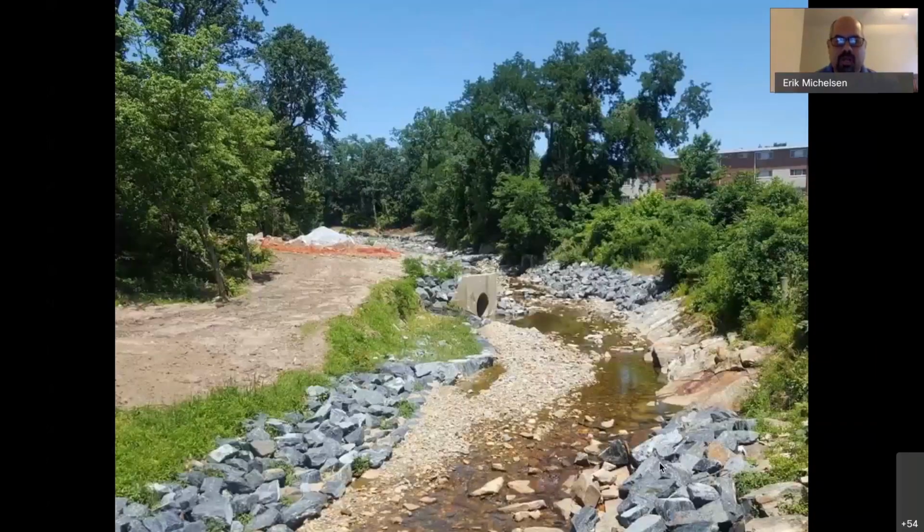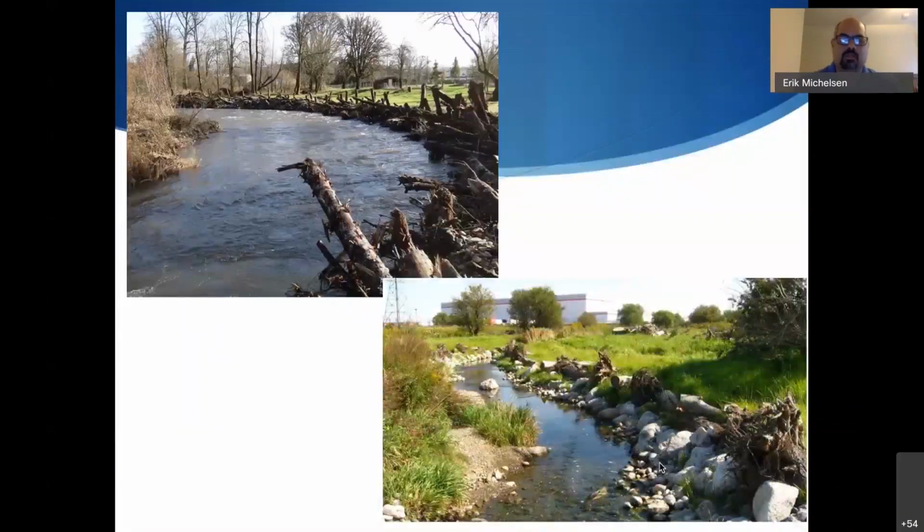And of course, some of that work is done more or less gracefully than others. This is a pretty unfortunate example of an effort to basically do infrastructure protection in the name of stream restoration. But it's not uncommon to see those.